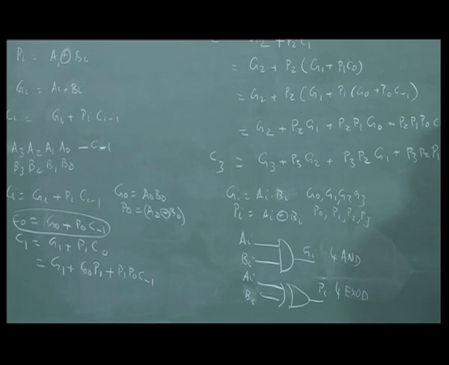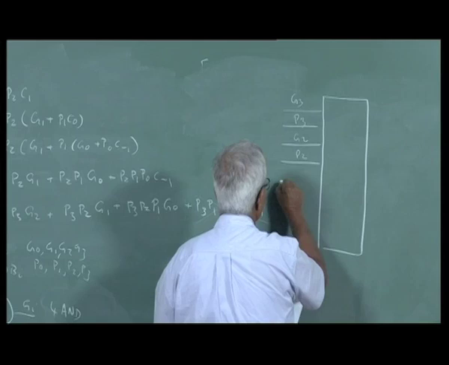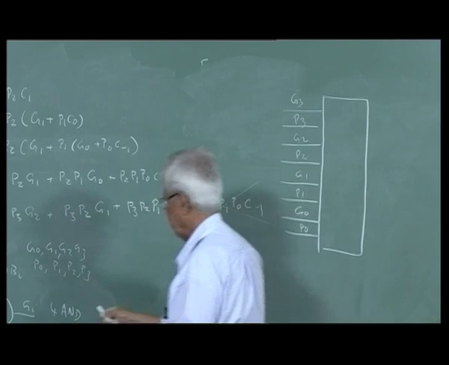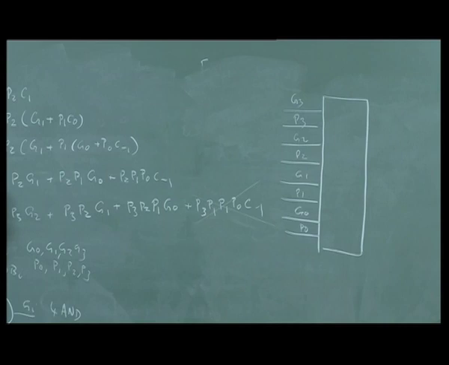G3, P3, G2, P2, G1, P1, G0, P0. Where do I get them? From these values of A and B, using 4 AND gates and 4 XOR gates, I get all these values, and I also have Ci minus 1.